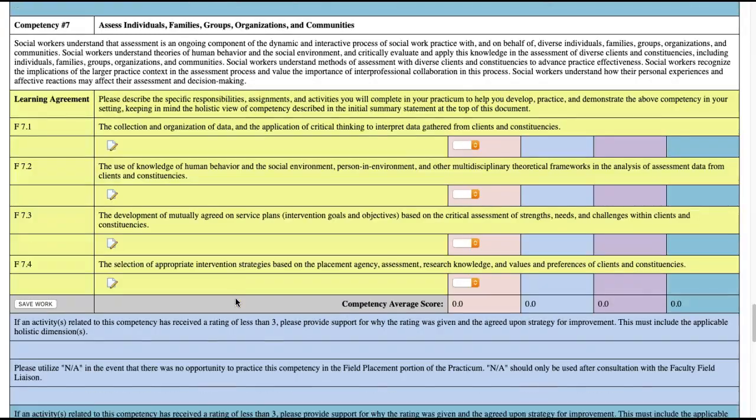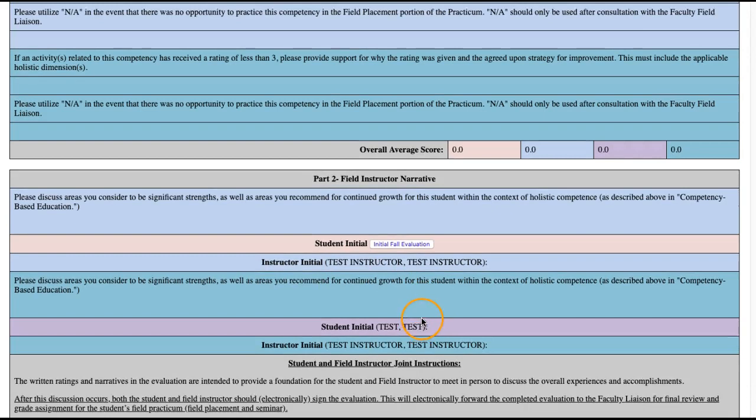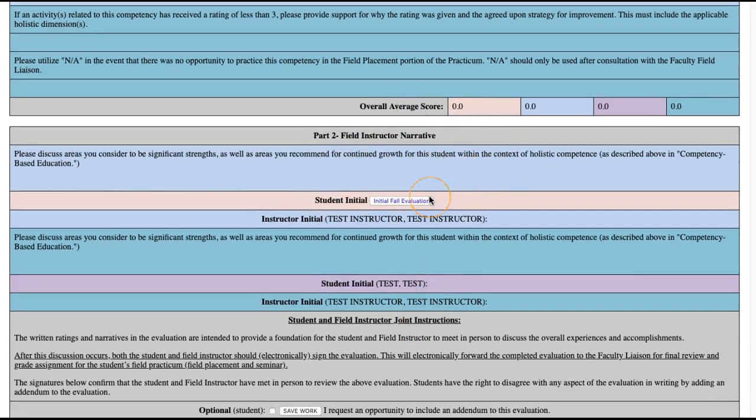Come down here. Part 2, field instructor narrative, right before the initials. This is a required field. Field instructors, please just provide a brief narrative for each semester evaluation. We discussed the initials. Student, once you've completed your self-evaluation, please initial. It does prompt the system to send an email to your field instructor. Field instructor as well, once you've completed your evaluation, you've completed your narrative, please complete the initial part so that way the student knows you've completed your section. You guys can come together. You can have a conversation about the evaluation prior to signing the document.